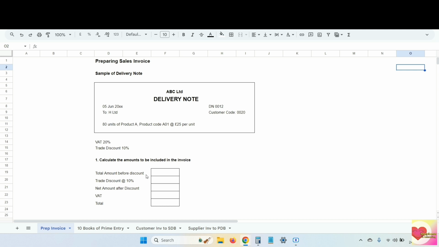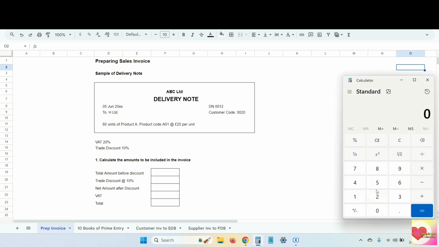The first one is total amount before discount. It means the total amount before deducting any discount. Let's check our delivery note. We have 80 units of product A at 25 per unit. So 80 units times 25 pounds.